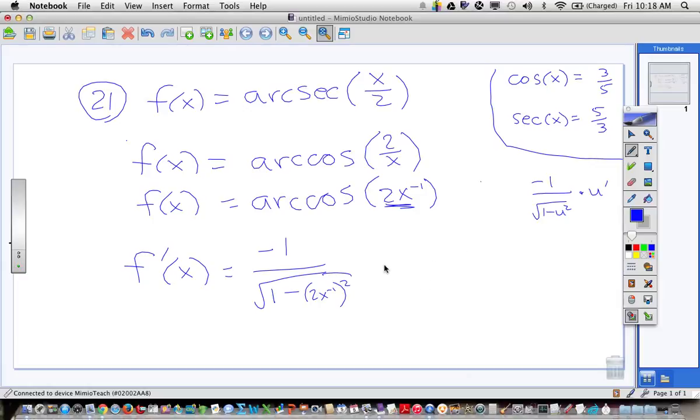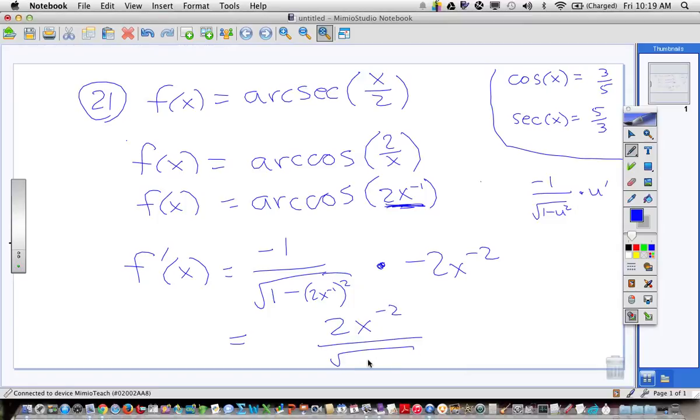And then we have to times by, as we always do, the derivative of the inside. That's what the u prime is. Times by the derivative of the inside would be negative 2x to the negative 2. Now, I think you ought to clean that up a little bit. The negative 1 times the negative 2 for sure you could do. I would just put all that up top like that.